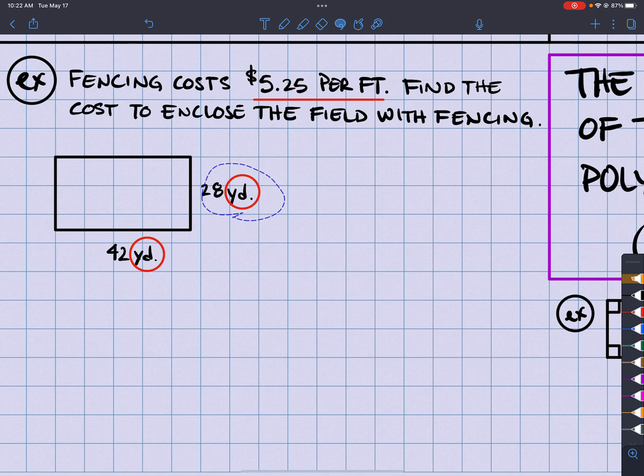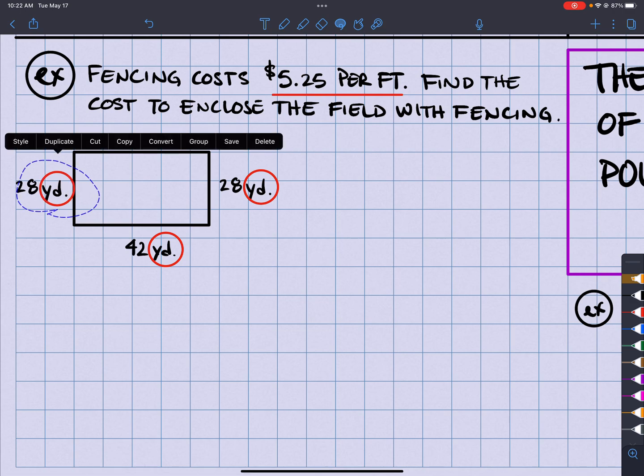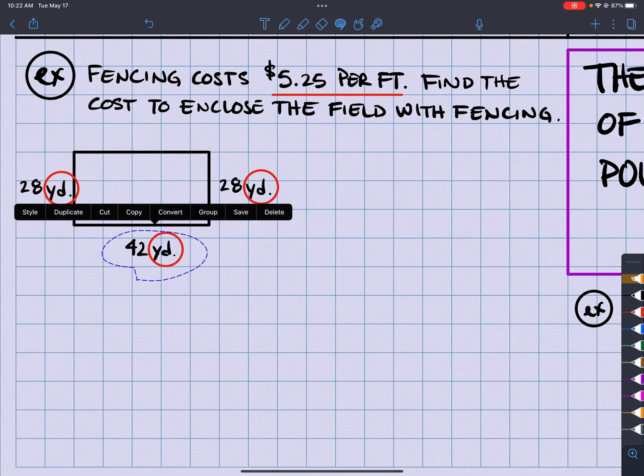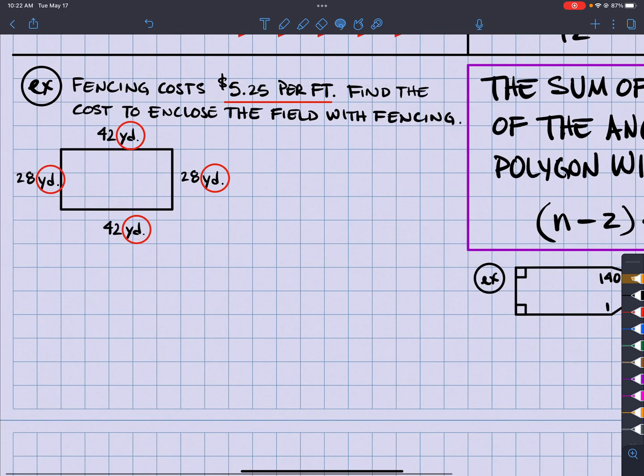So let's go ahead and pull this off a little bit. If this side here is 28 yards, that means this side must also be 28 yards. And this side, since it's 42 yards, that means the opposite side must also be 42 yards. Okay. So the perimeter is the sum of all the sides. So the perimeter is equal to the 42 plus the 28 plus the 42 plus the 28.